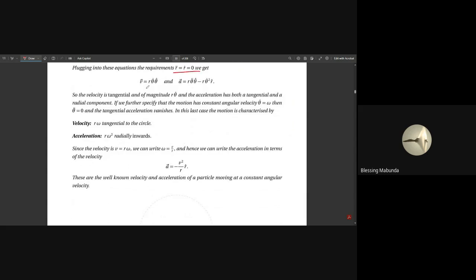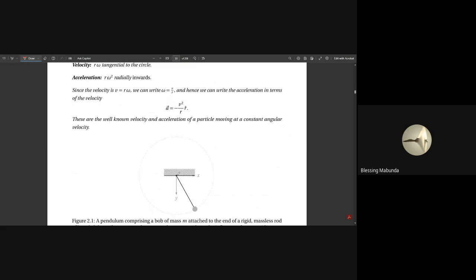And this is what remains of our velocity. So this is our linear velocity. And since the velocity is tangential and of magnitude r theta dot, the acceleration has both a tangential and radial component, as we've shown before. So if this is the path of the motion and this is the center, if the acceleration has those two components, that means we'll have that tangential component as well as the radial component.